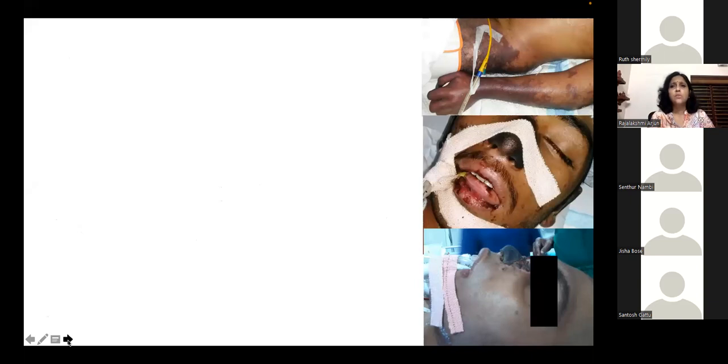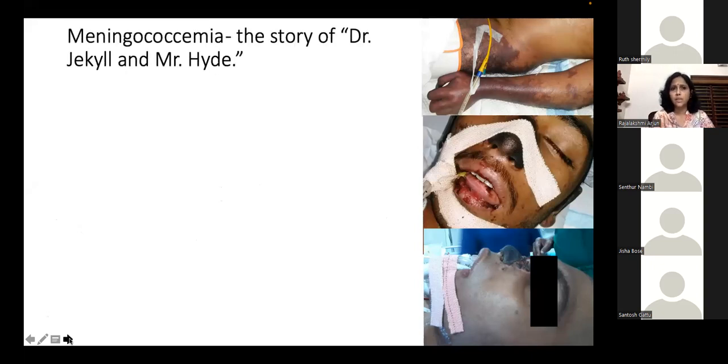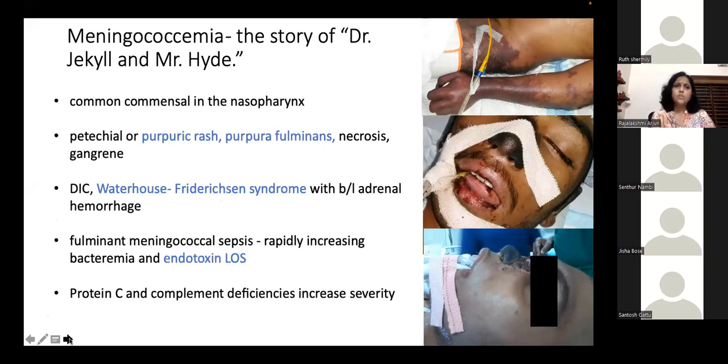So coming to the more classic presentation of this syndrome, I think you can all try to guess what this picture is. Yes, it is meningococcemia. Meningococcemia is called the story of Dr. Jekyll and Mr. Hyde, because like Dr. Jekyll, there is a common commensal in the nasopharynx quietly lying there. But if it becomes invasive, it can behave like Mr. Hyde, that is, it can cause purpuric rash, purpura fulminans, necrosis, and gangrene. And in very severe cases, it can cause DIC and a bleed into the adrenal glands, causing Waterhouse-Friderichsen syndrome.